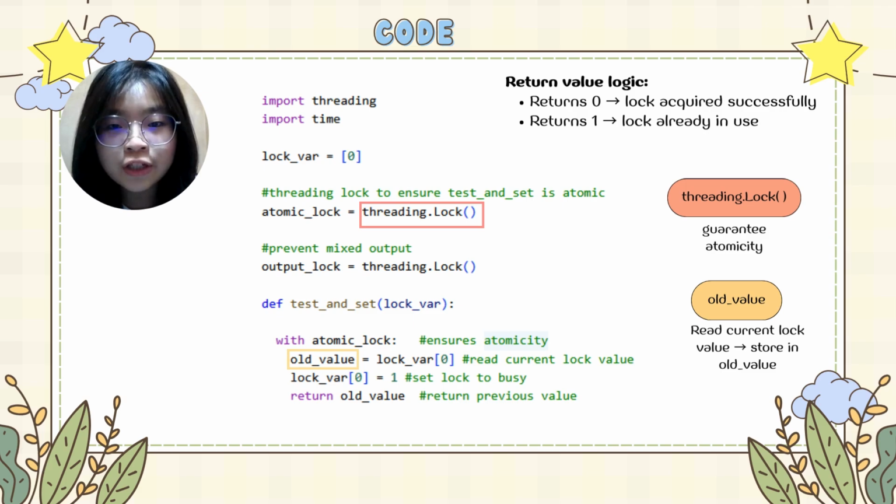The return value logic is important. If the function returns 0, the lock was free and the thread has successfully acquired it. If it returns 1, the lock is already in use by another thread. This effectively simulates a hardware test and set instruction.